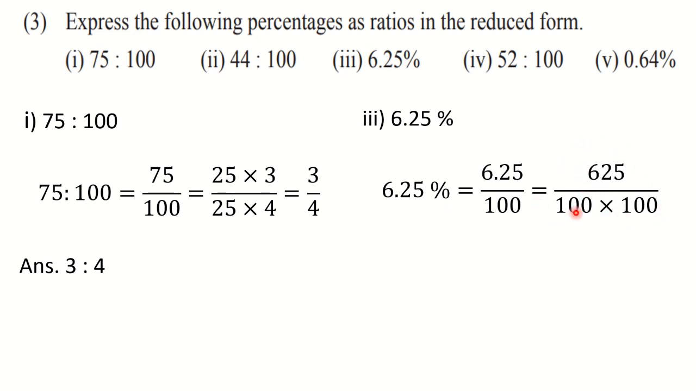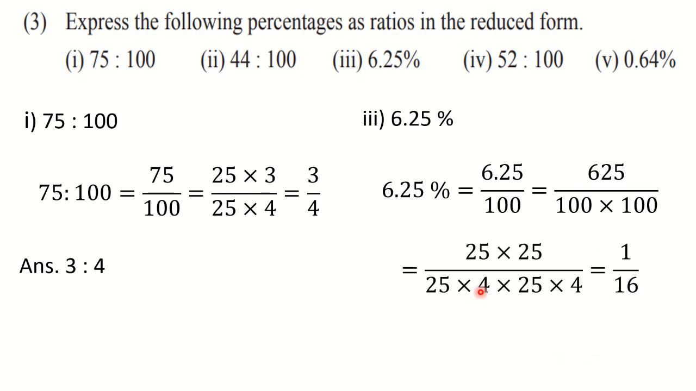And this 100 is present already here. So what we got here is 625 divided by 100 into 100. Now here don't go for multiplication. You know that 625 is a perfect square. It's the square of 25. So 625 you can write as 25 into 25, and 100 you can write as 25 into 4. So instead of multiplying, you will split it like this: 625 is written as 25 into 25, and 100 is written as 25 into 4, two times.